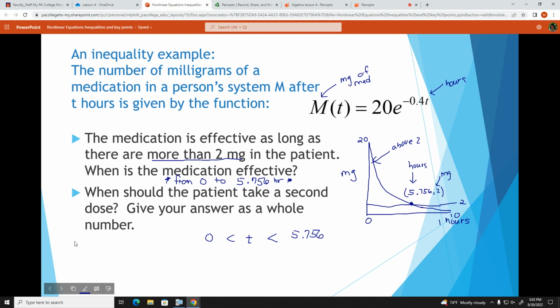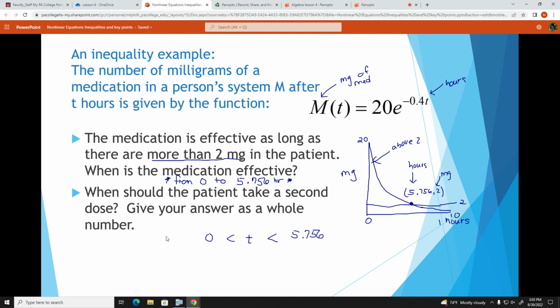Final question then is, when should the patient take a second dose? Give your answer as a whole number. And so this one does not follow the normal rules of rounding, which is why I put it in our notes so that we can talk about it. So in our normal rules of rounding, we would round the 5.756 hours up to 6 hours because that is the closest whole number. But if the patient waits till 6 hours to take the next dose, there's going to be a lapse in when their medication is effective.